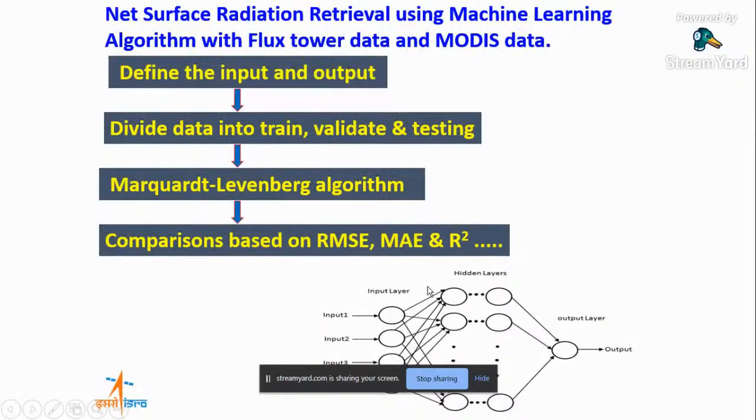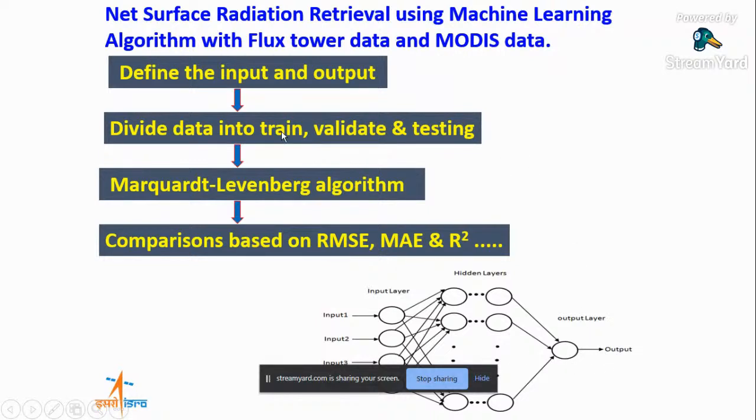As I said earlier, there are three different methods. One is parameterization schemes and neural networks. Now I am going to show how this neural network is able to estimate the net radiation. So we have used a basic ANN network as shown here, with three inputs and different hidden layers, and the output is net surface radiation.